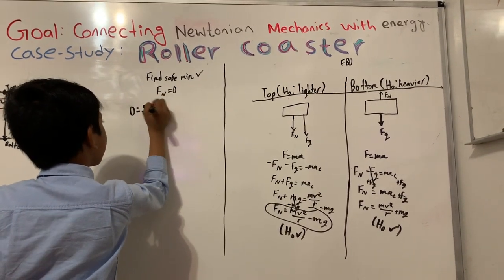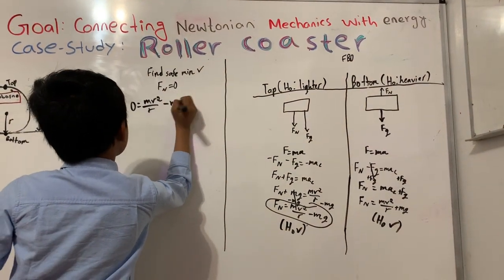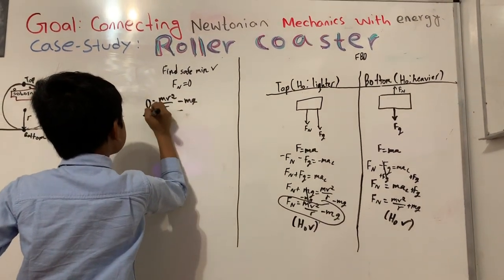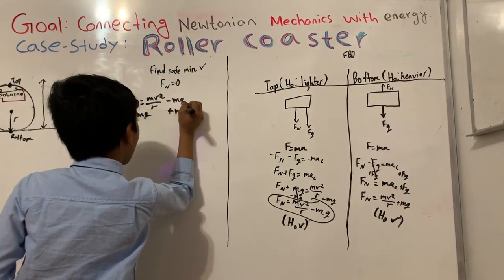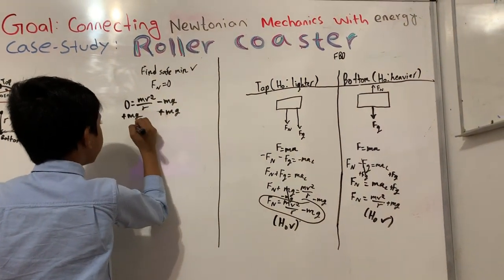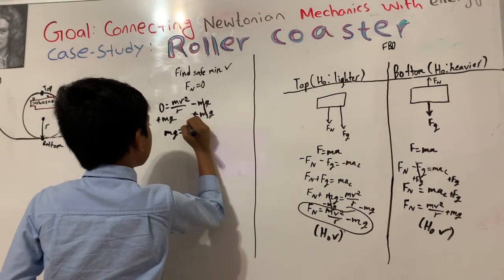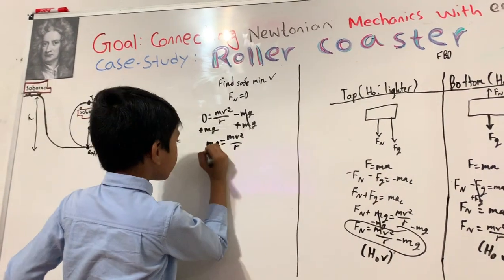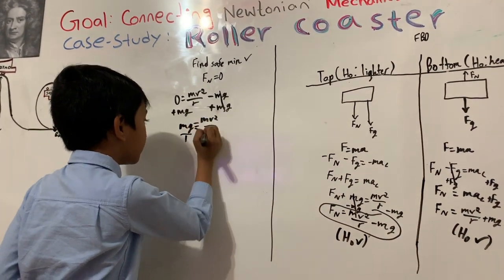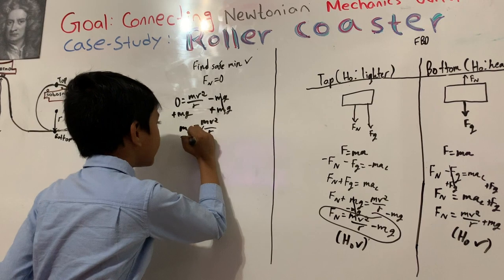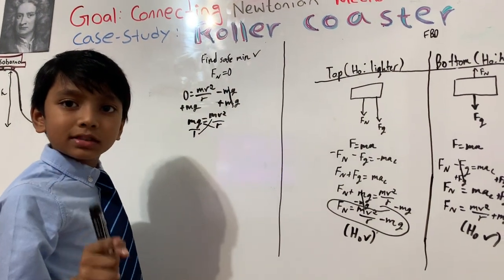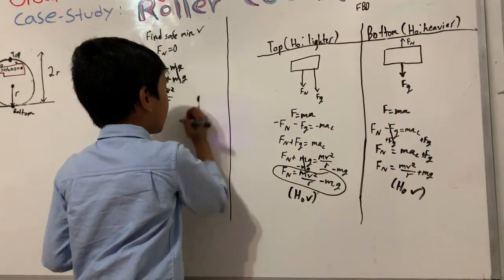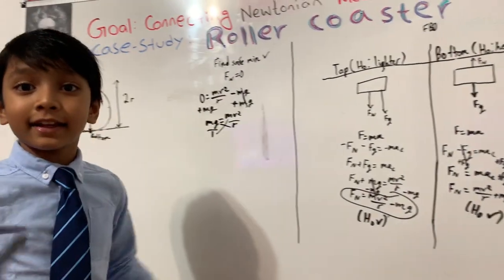Zero equals mv squared over r minus mg. If you were to add mg to both sides, we would get mg equal to mv squared over r. Now, let's cross multiply, which means we multiply this by this and this by this. This actually works. Trust me. You can try this problem later. No, we're not doing that because it's irrelevant.